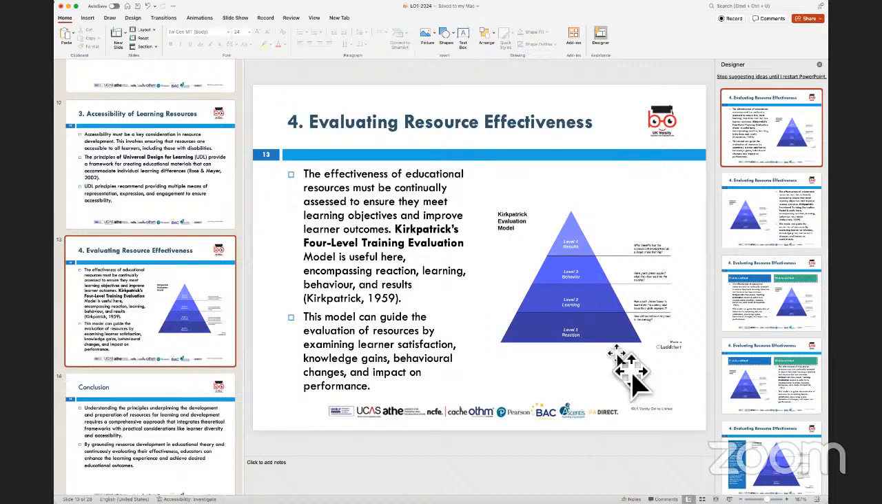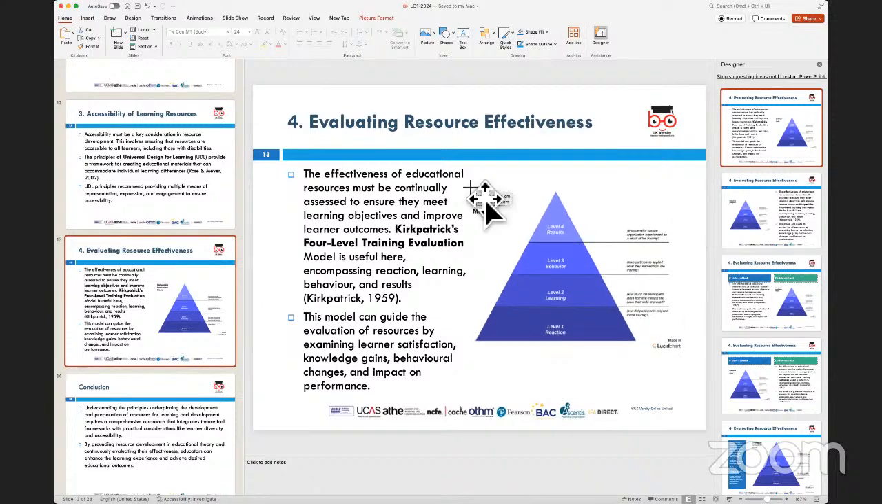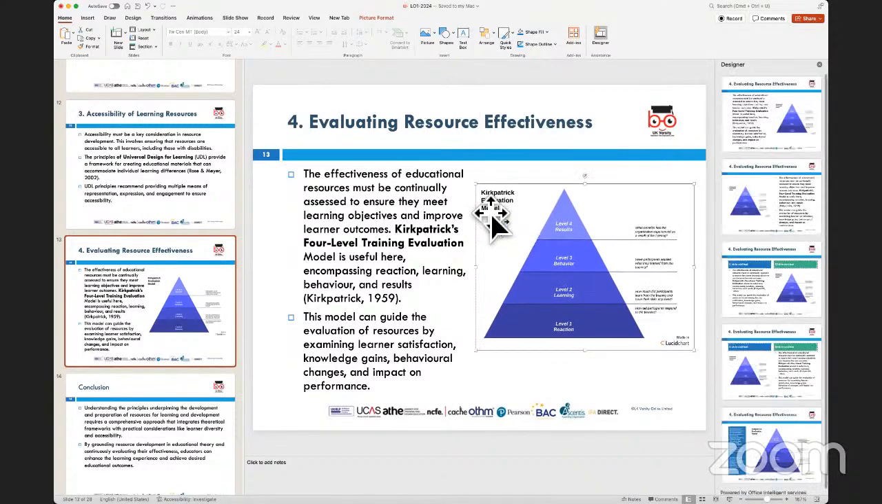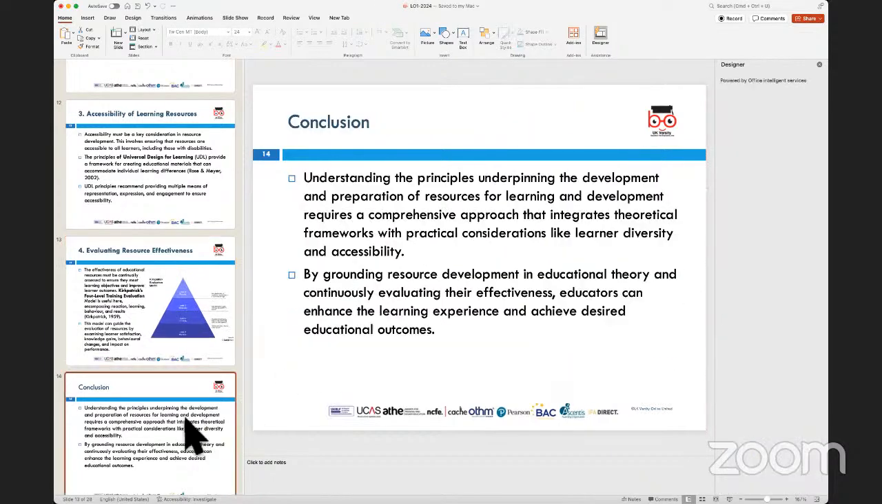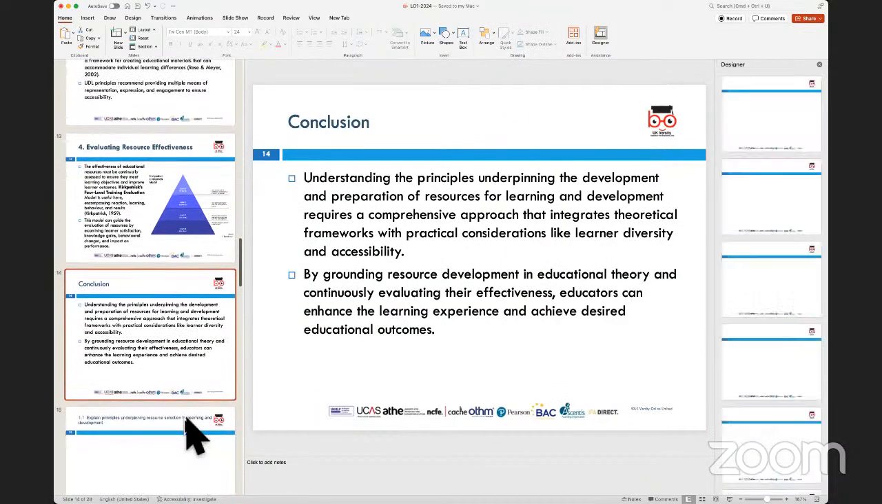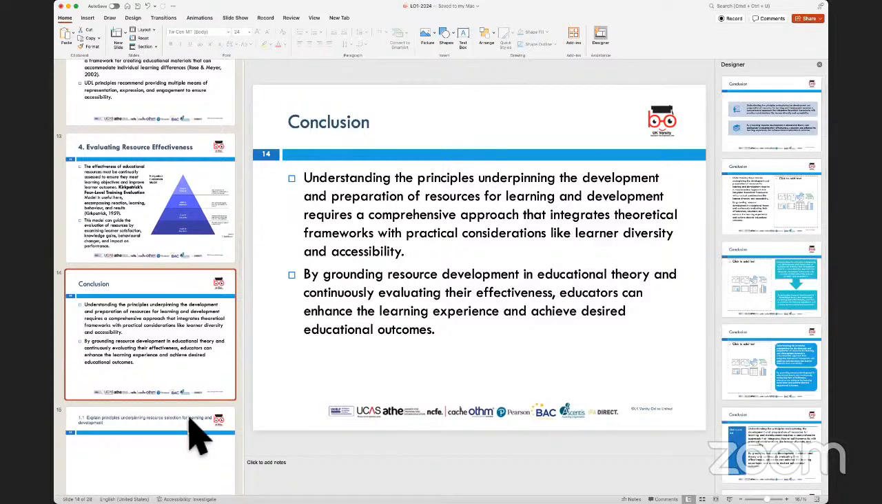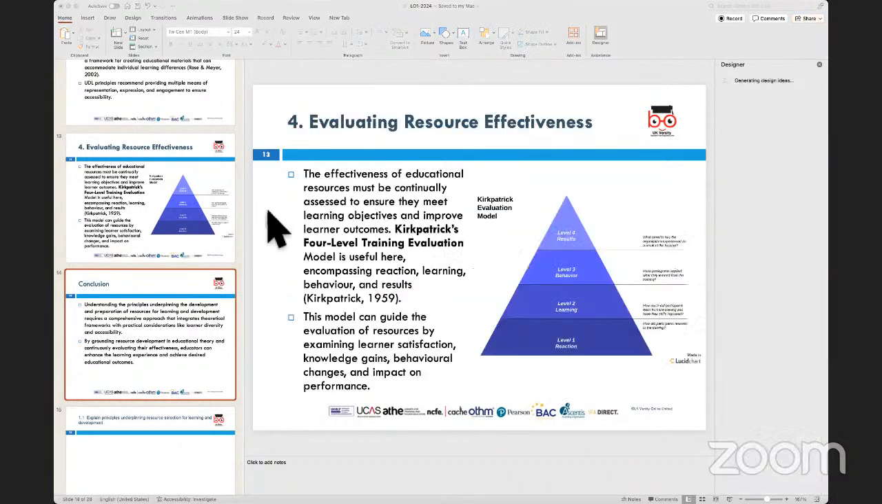So he looked at level 1 reaction, level 2 learning, level 3 behavioral, and level 4, which basically starts to produce results. So this particular model is also quite useful because it is used for evaluating the effectiveness of resources, specifically when we talk about developing them from a point of view of meeting the requirements of our learners.